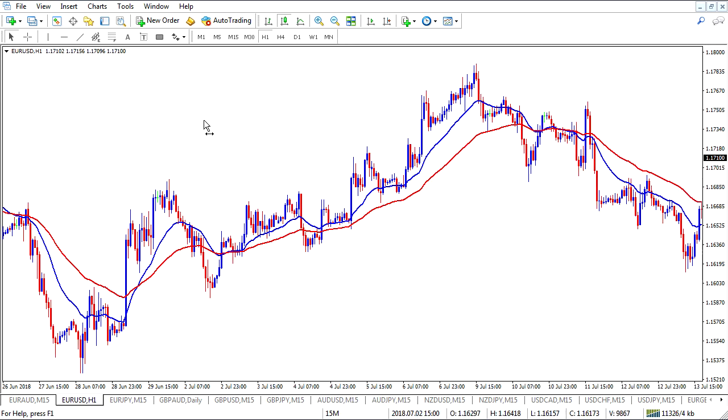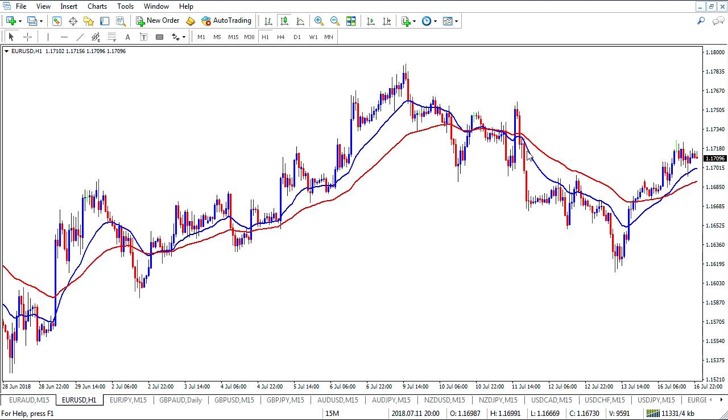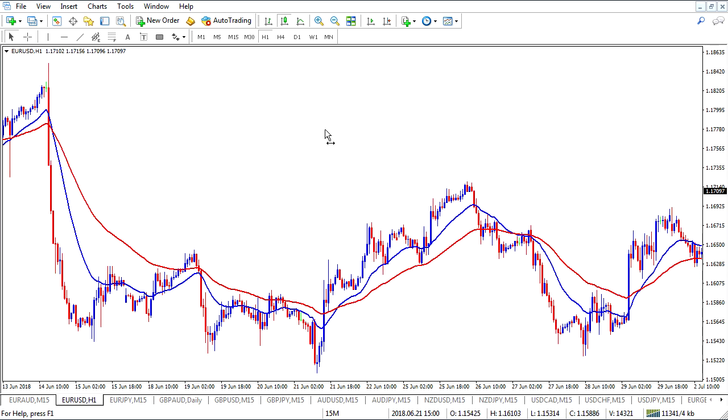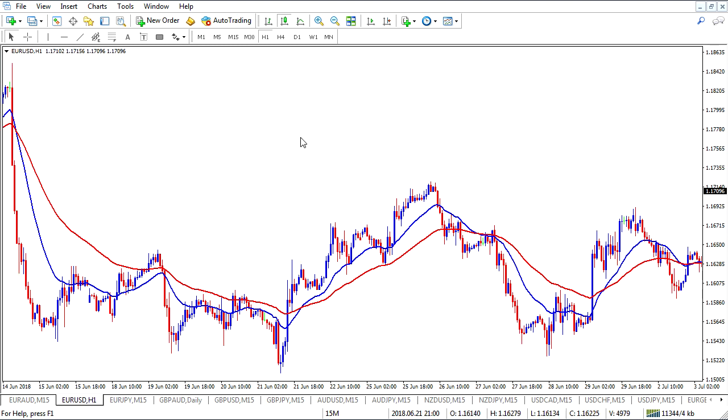So if I zoom out, we can see that the 21 will stay above the 55 for a length of time. And when it gets below the 55, it'll stay below the 55 for a length of time. And what these longer term moving averages are for is market direction. We are looking for a bias. We're looking for a direction that the market will most likely want to go. And this is what the longer term moving averages are for.